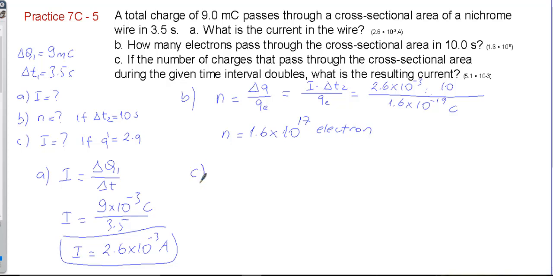C. It says what is the current if charge increased 2 times? I is equal to now delta Q prime, the new charge, it is not the previous one, over delta T in the same time interval. So delta Q prime is equal to 2 times delta Q divided by delta T. It is equal to 2 multiply, what was delta Q at the beginning? 9 times 10 to the minus 3 coulomb divided by time 3.5 seconds.